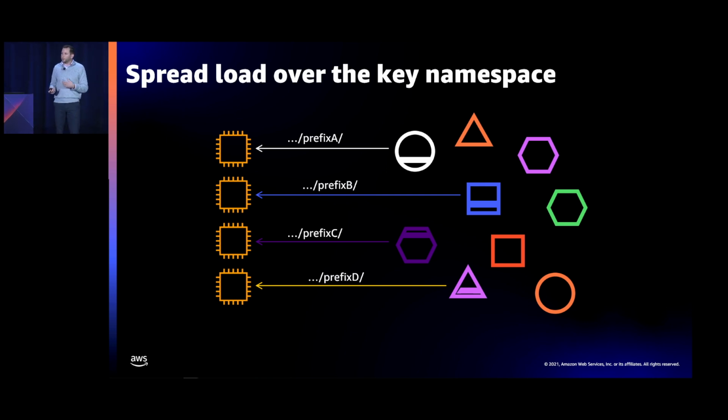Within a bucket, an application can achieve 3,500 PUT requests or 5,500 GET requests per second per prefix. There's no limit to the number of prefixes that you can create in a bucket. So for example, if you create 10 prefixes in your bucket and spread your accesses widely across those 10 prefixes, you could achieve 55,000 read requests per second. The key here is to spread your request load across the object key namespace to achieve this high level of performance.